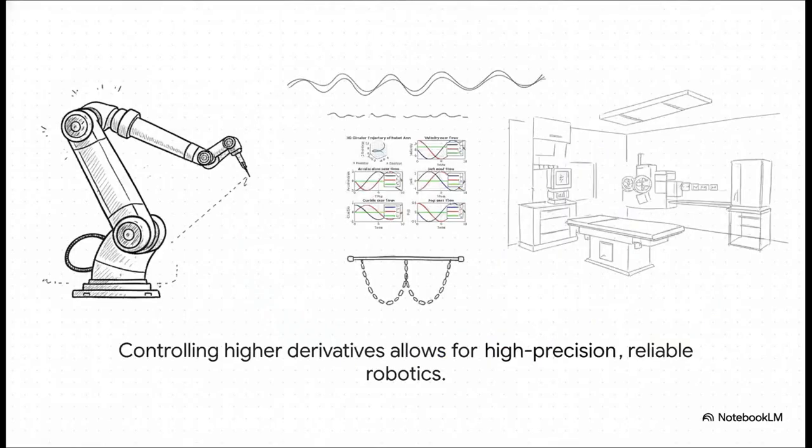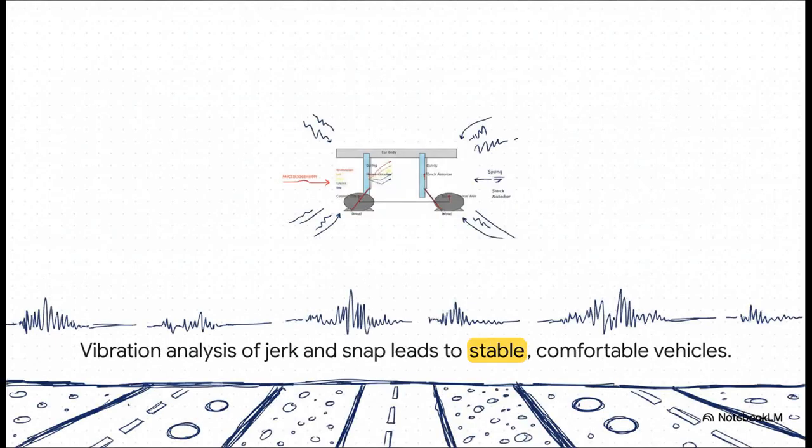Now check out this robotic arm. It doesn't matter if it's assembling a microchip or performing surgery, its movements have to be perfect. By controlling these higher derivatives, engineers can eliminate tiny, damaging vibrations. This means the robot lasts longer, and more importantly, it can perform tasks with a level of precision that is literally superhuman.